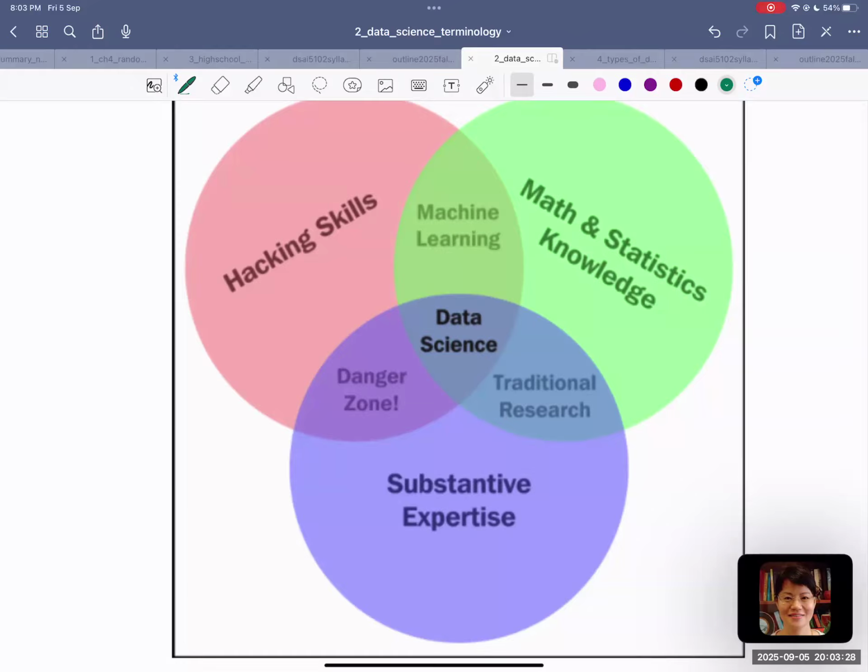So here you can see, for example, on the right up, we have the math and stat knowledge. And also we have some other thing like the substantive expertise. Yeah, that means it's domain knowledge. And also here would be the hacking skills. And not forget this one. Here you can see machine learning.